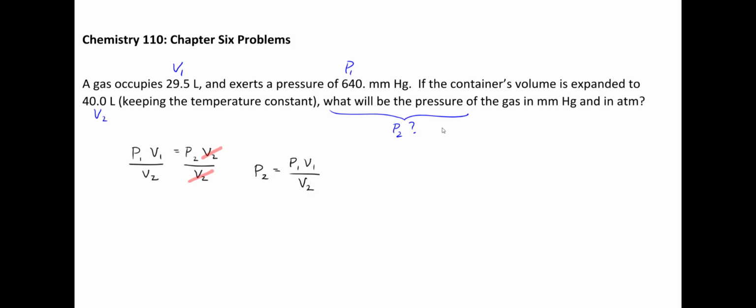You always want to solve these problems with the variables first, with the letters in there, and then you'll go ahead and insert the numbers. So let's do that. So P1 is 640 millimeters of mercury. V1 is 29.5 liters. And V2 is 40 liters.